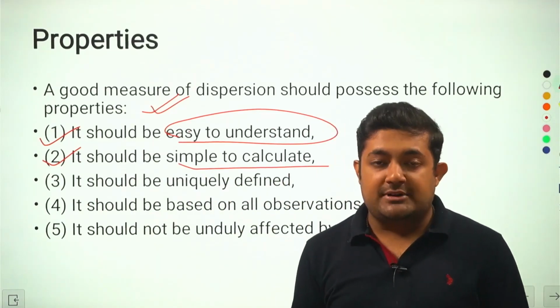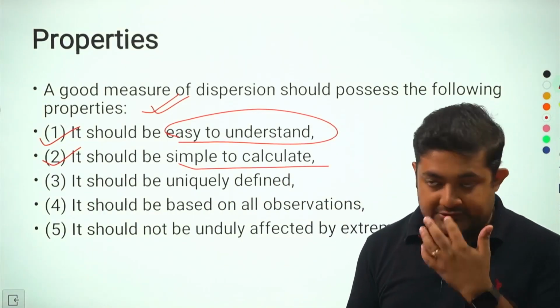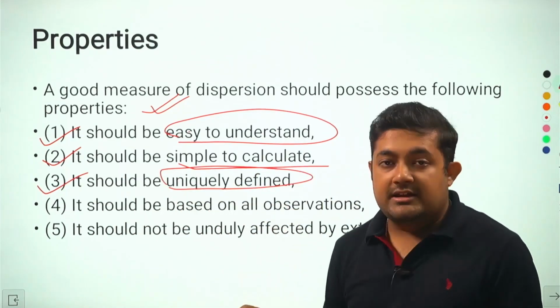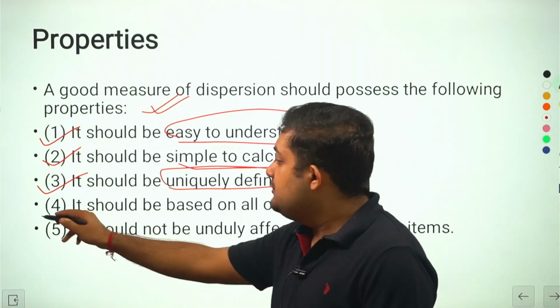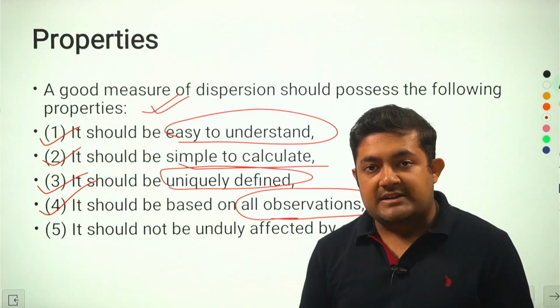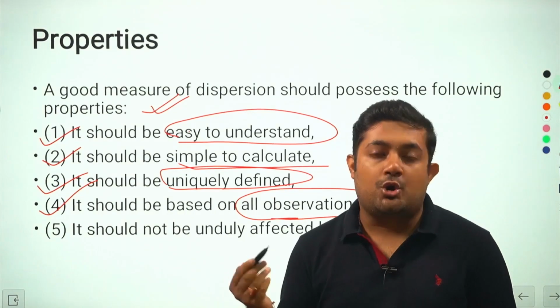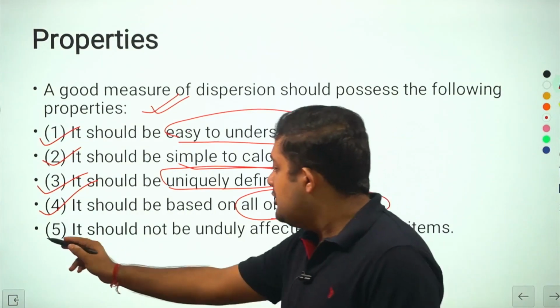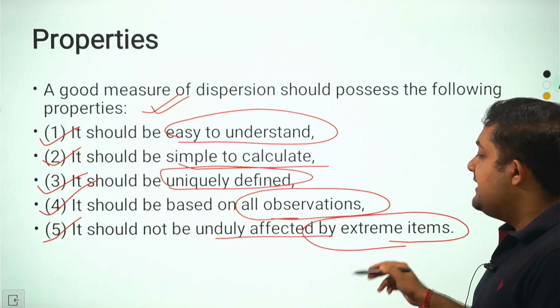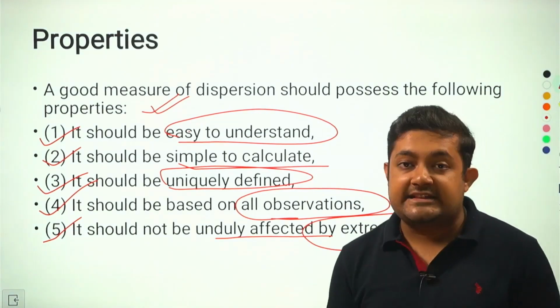Calculate koribolo jate subidha hoy, easy hoy, okay? It should be simple. It should be uniquely defined. Okay, it should be uniquely defined. It should be based on all observations. Okay, measures of dispersion should be based on all observations and it should not be unduly affected by extreme items. It should not be unduly affected by extreme items.